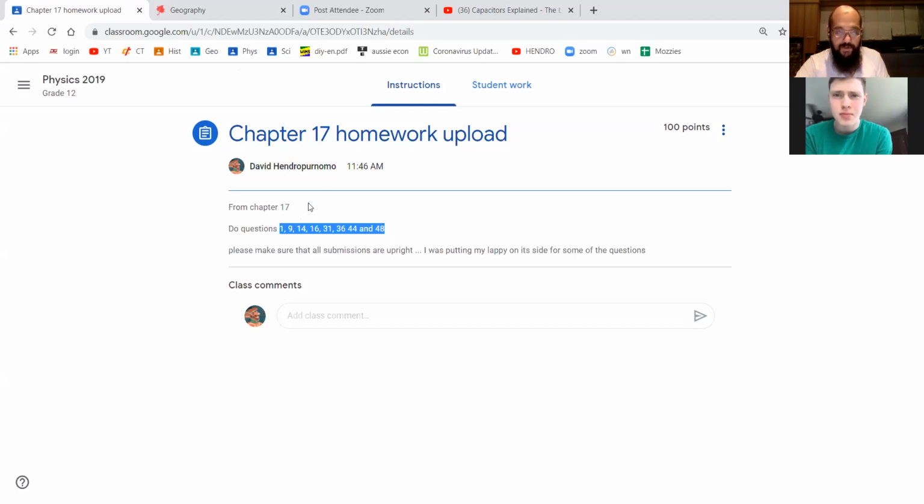Let's have a look at question number 1: how much work does the electric field do in moving a negative 7.7 microcoulomb charge from ground to a point whose potential is 55 volts higher? I'm going to stop sharing there and start sharing a whiteboard.